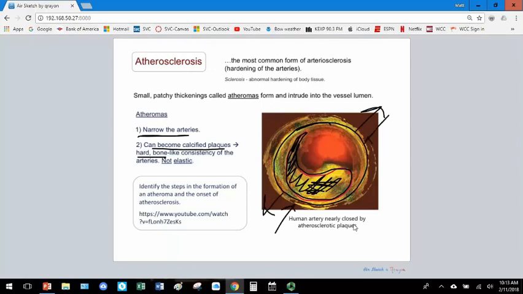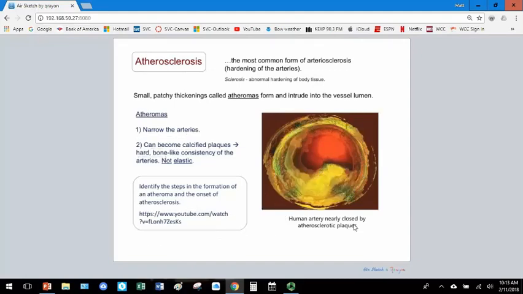And there's a video that I'd like you guys to watch. This is referenced in your study questions. And what you do is you can identify the steps that lead to the formation of this atheroma here.